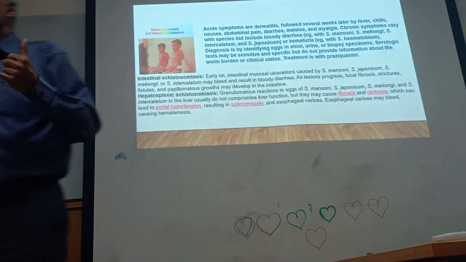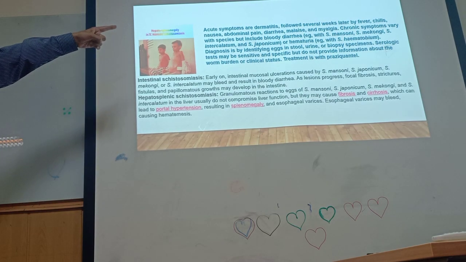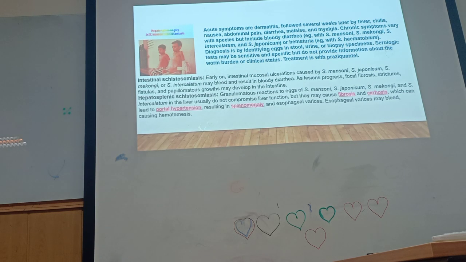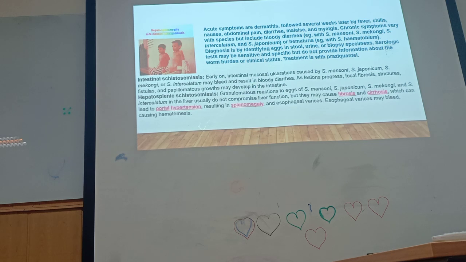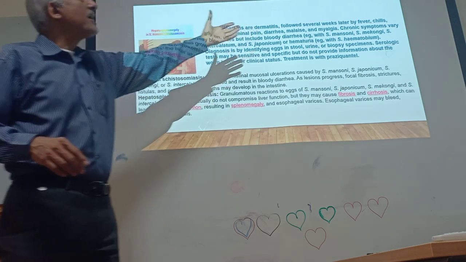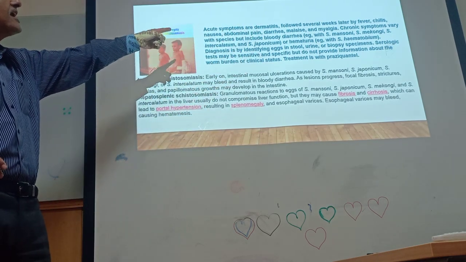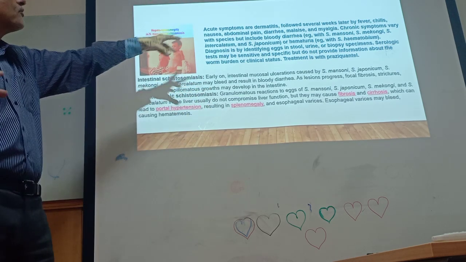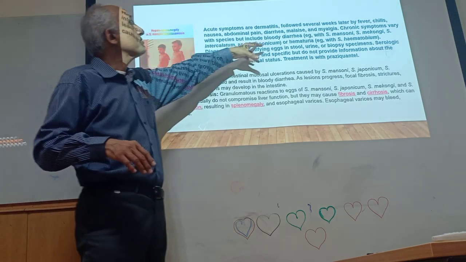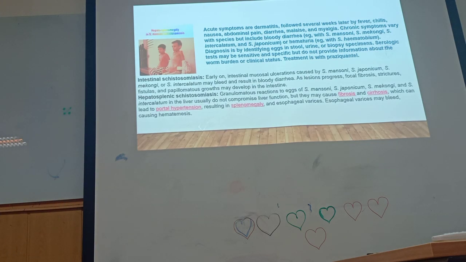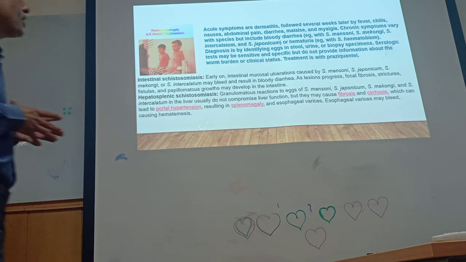I would like to read this. Acute symptoms: dermatitis is the beginning step of the infection. Why? Cercariae are trying to enter the skin. Dermatitis is followed several weeks later by fever, chills, nausea, abdominal pain, diarrhea, malaise, and chronic symptoms vary with species but include bloody diarrhea for Schistosoma mansoni and japonicum. For Schistosoma haematobium we have hematuria. This is very easy to know.